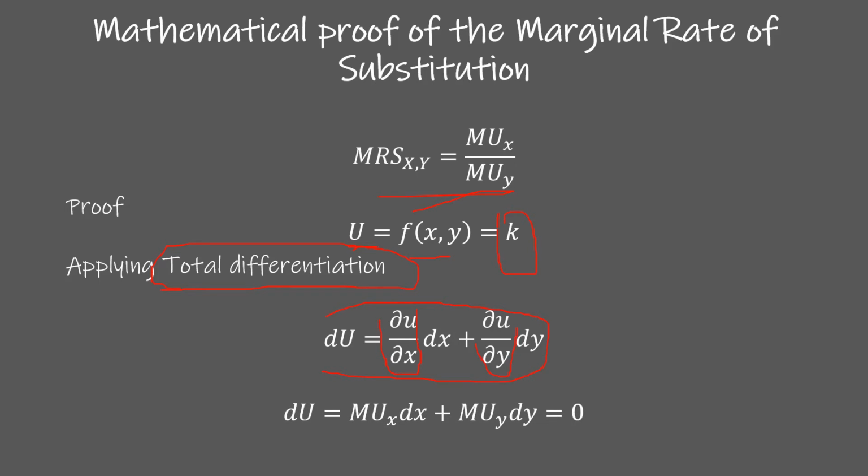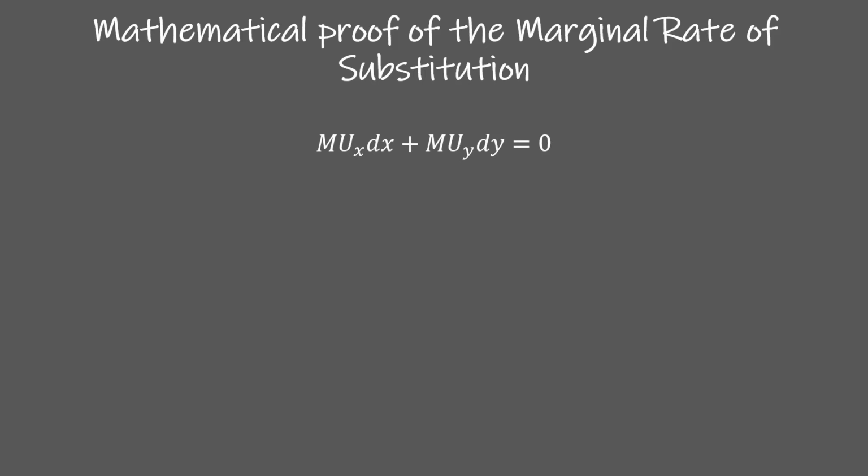So moving on, we can easily substitute these partial derivatives of X and Y with MU of X and MU of Y in these equations, and that is equal to 0. We can set them equal to 0 like I said in my previous slide. When we set them equal to 0, we can easily move this MU of Y dY to the other side of the equation. So when we do that, we have MU of X dX equal to minus MU of Y dY.